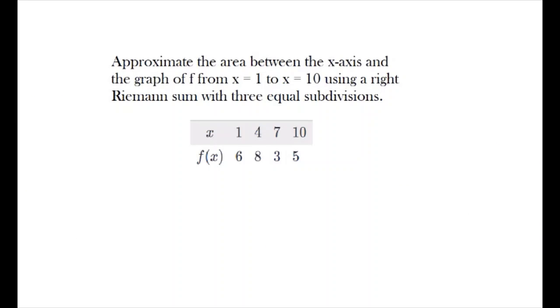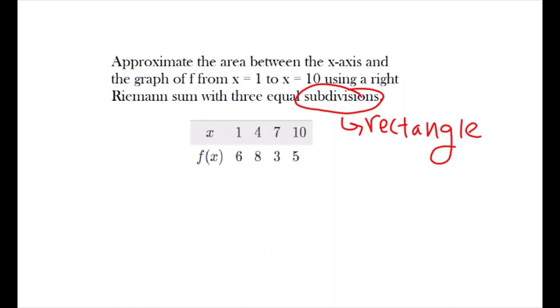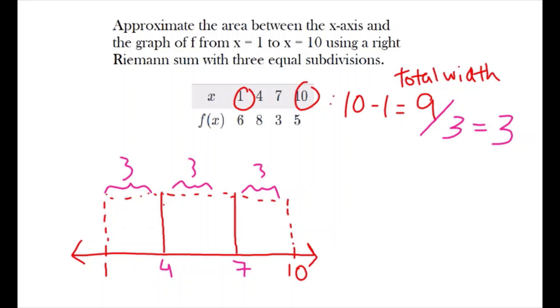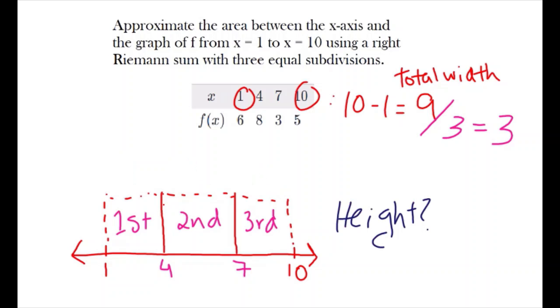Now let's look at our problem using a right Riemann sum. Approximate the area between the x-axis and the graph of f from x equals 1 to x equals 10, using a right Riemann sum with 3 equal subdivisions. First, let's figure out the width of our subdivisions, or our rectangles. The width of the entire area we are approximating is 10 minus 1, or 9. Using 3 subdivisions of rectangles, we know that the width of each rectangle has to be 9 divided by 3, or 3. From there, we need to find the height of each rectangle.